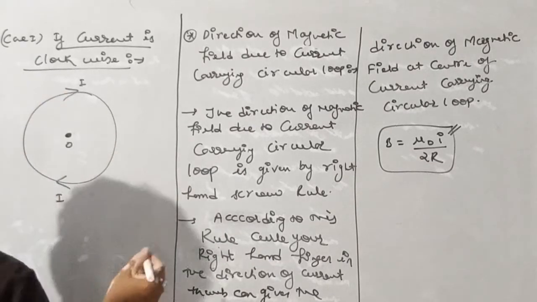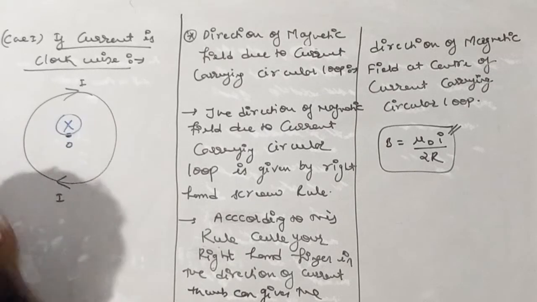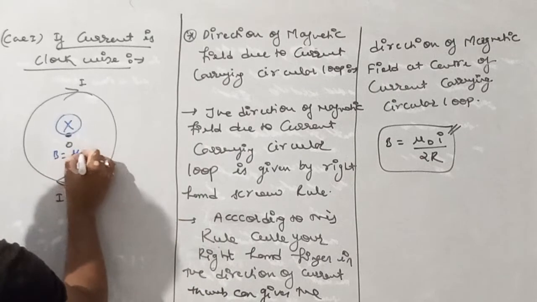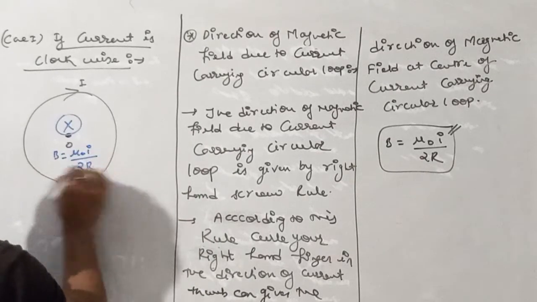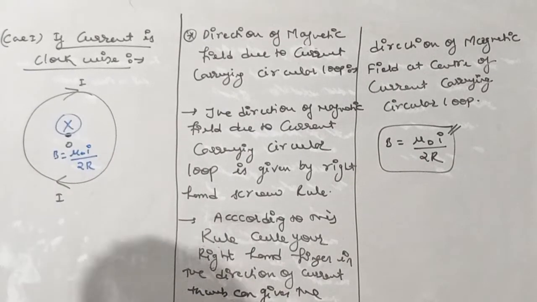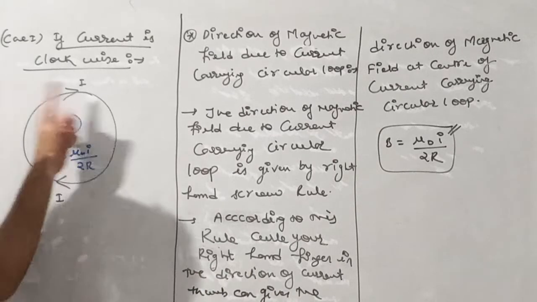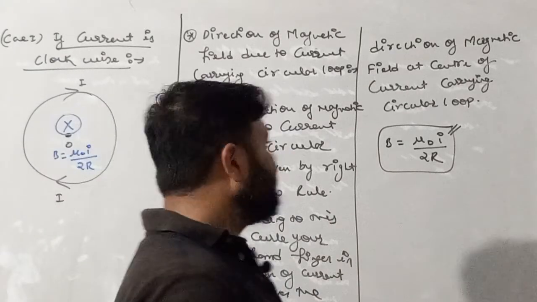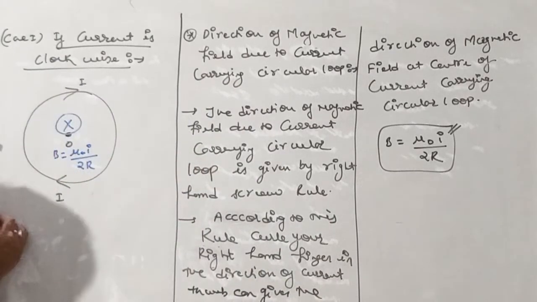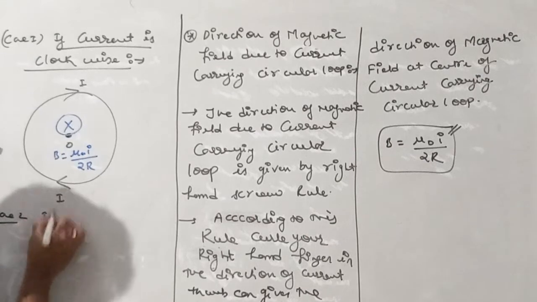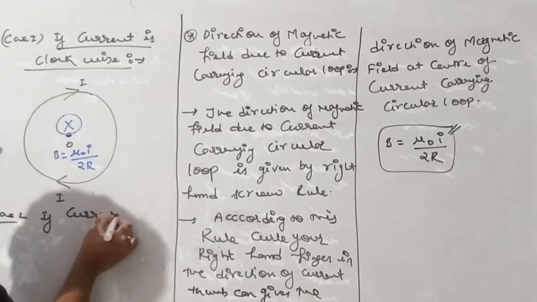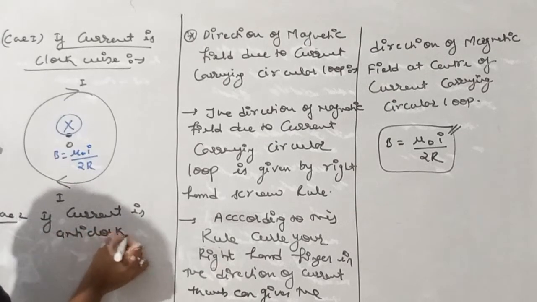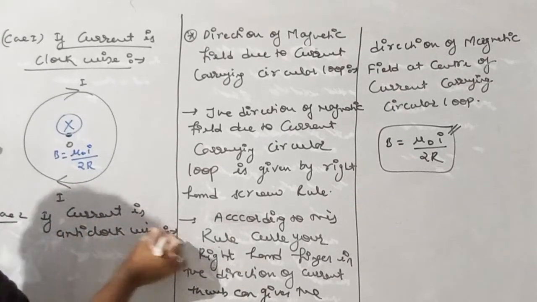So at center the magnetic field is inside, so it must be cross, and we know about magnitude, it is nothing but mu naught I by 2r. So this is basically magnetic field at the center of the current carrying circular loop if current is clockwise. Moving forward, let's discuss case 2: if current is anti-clockwise.